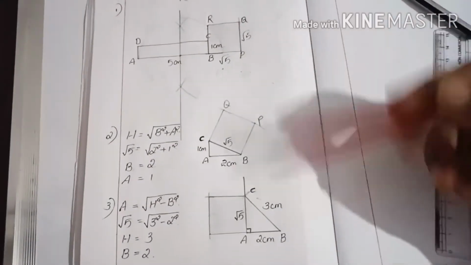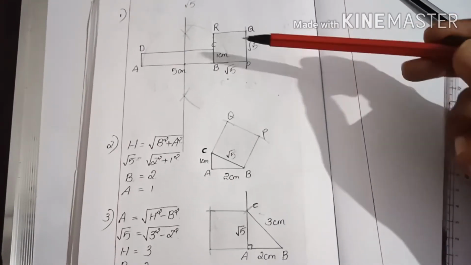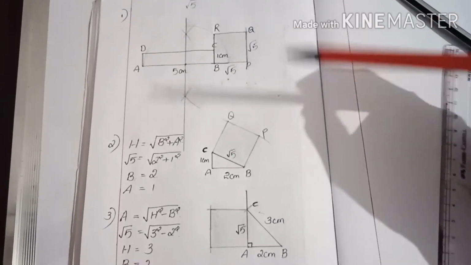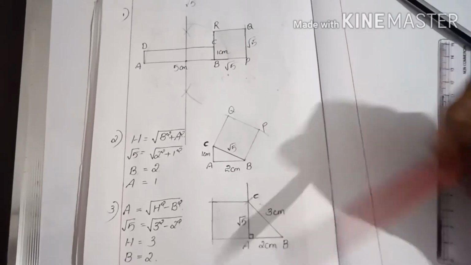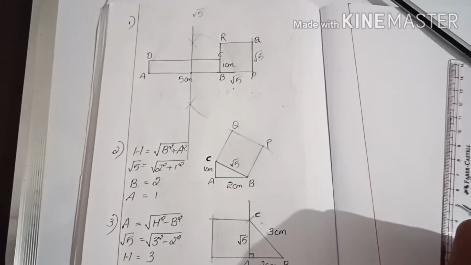So these three are the different ways to draw a square of side root 5 centimeter, that is area 5 centimeter square. First way, second way, this is the third way. So this is the answer for the fourth question.